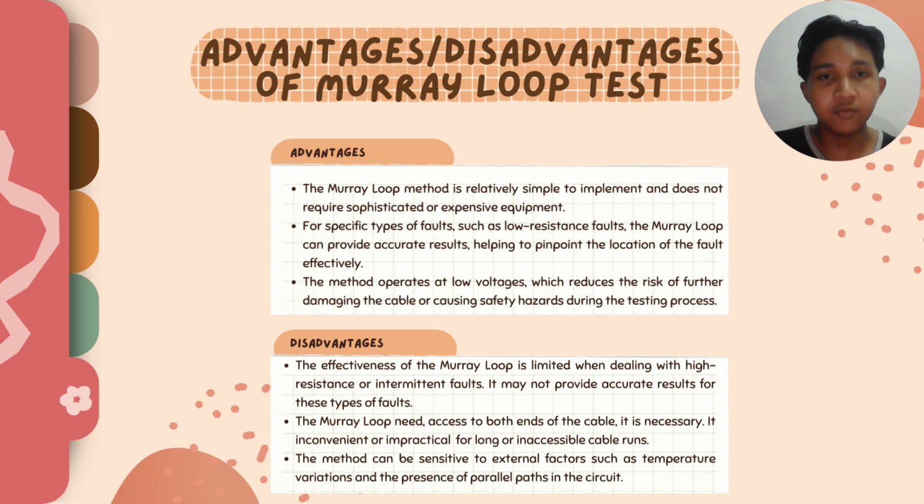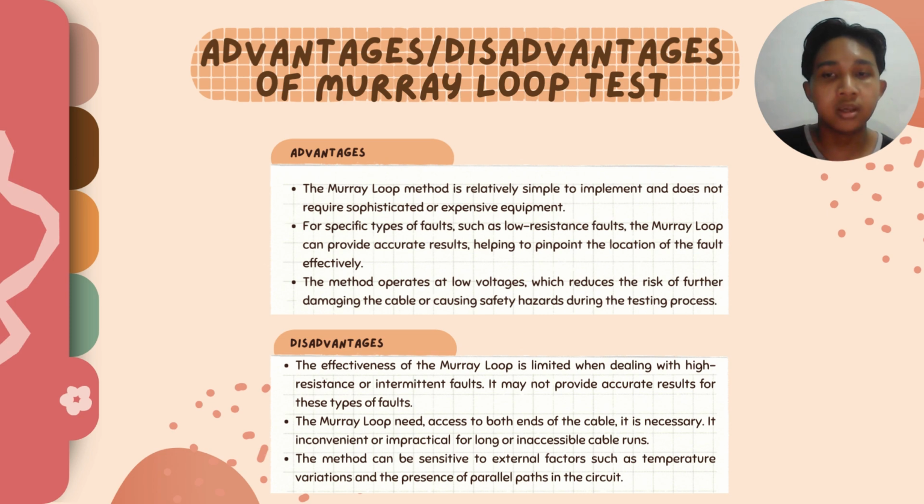Now let's look at the advantages and disadvantages of the Murray loop test. For the advantages, the Murray loop method is relatively simple to implement and does not require sophisticated or expensive equipment. Second, for specific types of faults, such as low resistance faults, the Murray loop can provide accurate results, helping to pinpoint the location of the fault effectively. And third, the method operates at low voltages, which reduces the risk of further damaging the cable or causing safety hazards during the testing process.